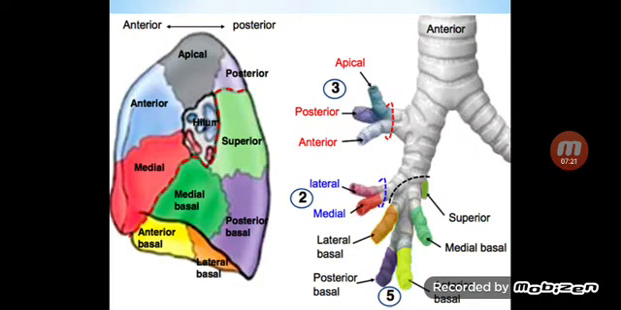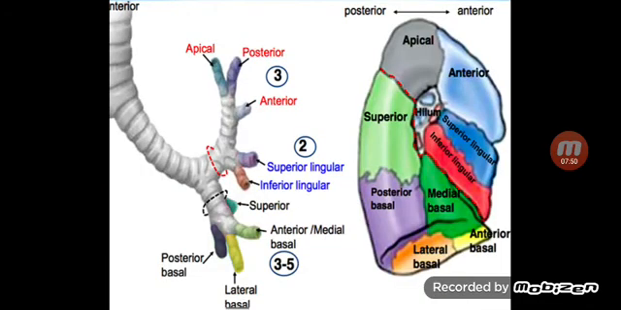The lower lobe is the inferior lobe. What will it have? It has superior, which we sometimes call apical. It has medial basal and lateral basal. It has anterior basal and posterior basal. So it has the superior, anterior, posterior, medial and lateral basal bronchopulmonary segments. This is for the right lung.